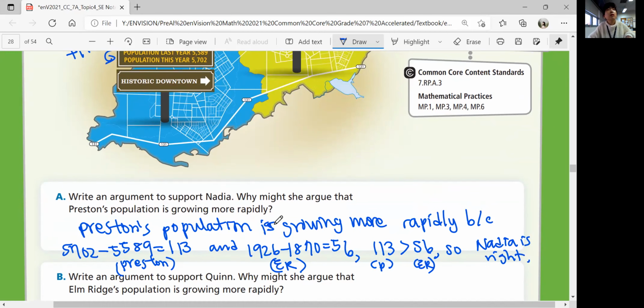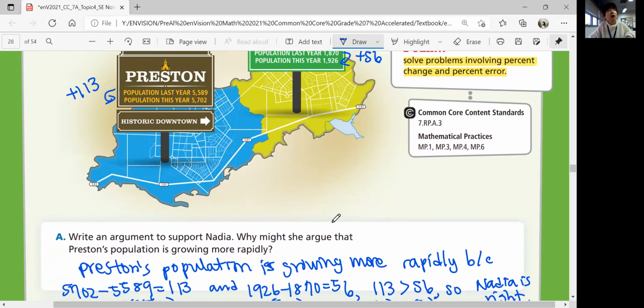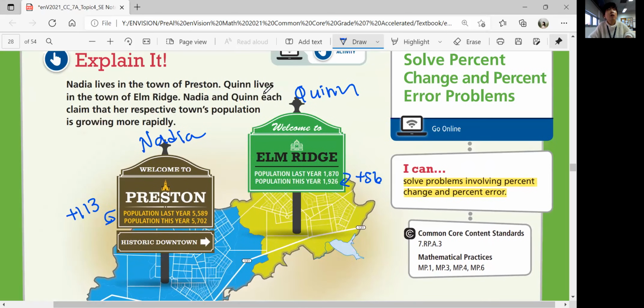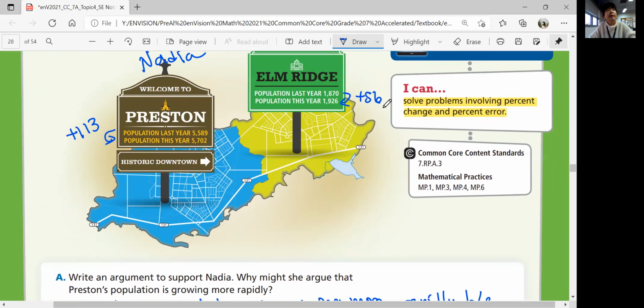What about an argument to support Quinn? Why might she argue that Elmridge's population is growing more rapidly? Obviously, the number of people increasing is greater in Preston. How can Elmridge be increasing more rapidly? Well, let's look at the percentage. Let's compare the percentage. If the percentage tells them that compared to last year, we grew this many percent, it might be different, right?